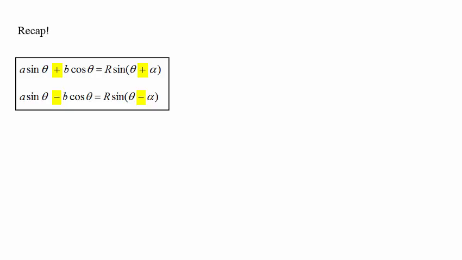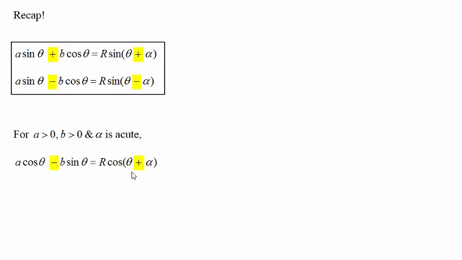Now let's recap what we have learned so far. We have learned these two formulas: a sine theta plus b cosine theta, we can express it in the form r sine theta plus alpha. The other one is a sine theta minus b cosine theta, we can express it into the form r sine theta minus alpha. Note that in these two formulas, you had a sine in front and then a cosine behind. Sine in front, cosine behind. Now if it's plus here, you'll be plus here. If it's minus here, you'll be minus here.